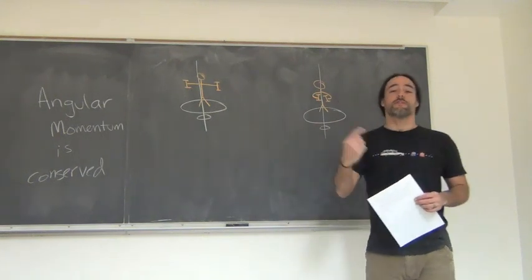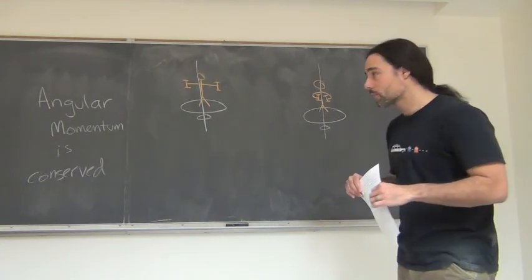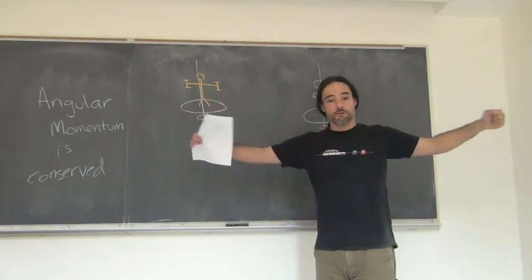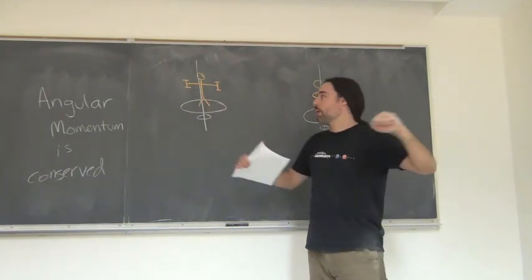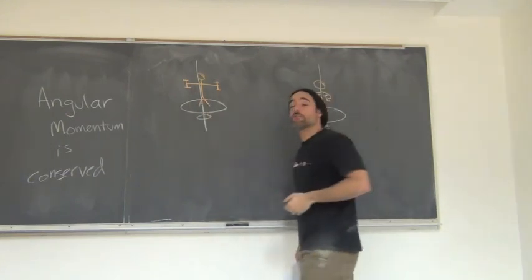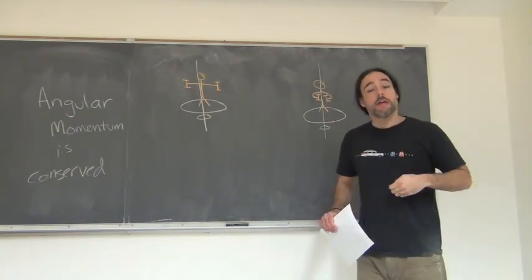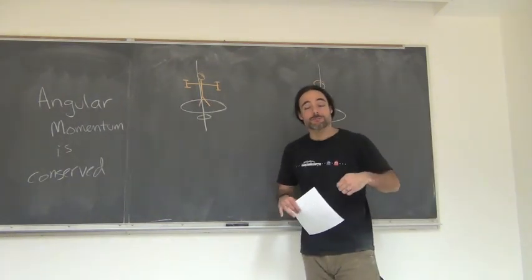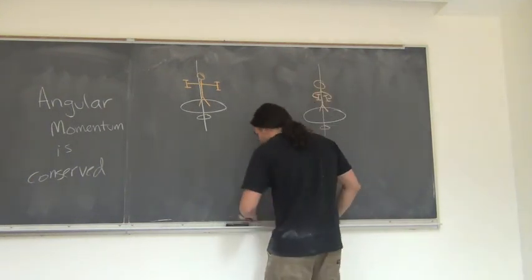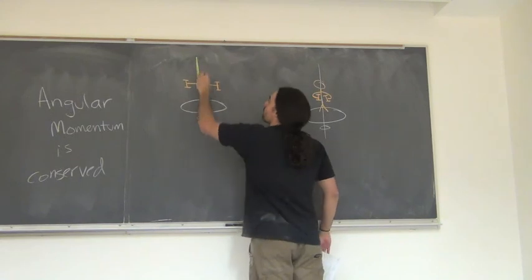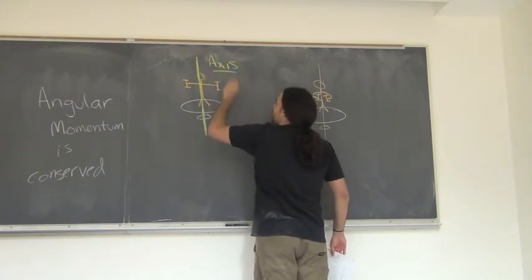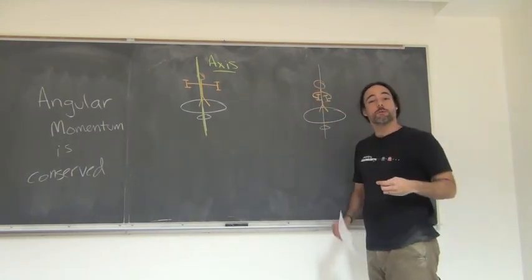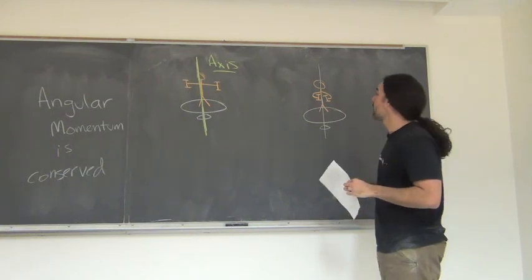Zach started to go faster and faster as he brought his arms in. Well, initially, he was in a situation like this with his arms spread out, holding some weights, and he has a certain moment of inertia when he's doing that. Remember that the moment of inertia depends not just on the mass, but how the mass is distributed about the axis of rotation. So Zach's rotating about that axis, and he's going to get a certain moment of inertia rotating about that axis.